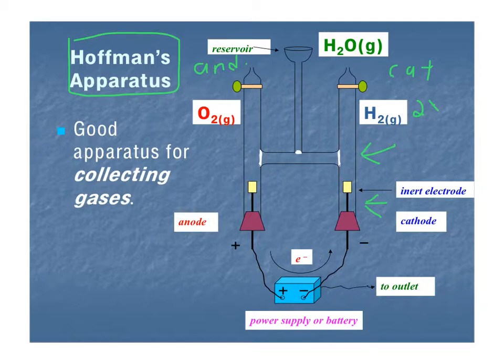As well, in a Hoffmann apparatus, the pH of the cathode will be greater than 8 due to the production of hydroxide ions. On the other hand, the pH of the anode will be less than 7, because of the generation of hydronium ions or hydrogen ions. Again, in a Hoffmann apparatus for the electrolysis of water, there is a need for an external power source over a battery because it's an electrolytic reaction.